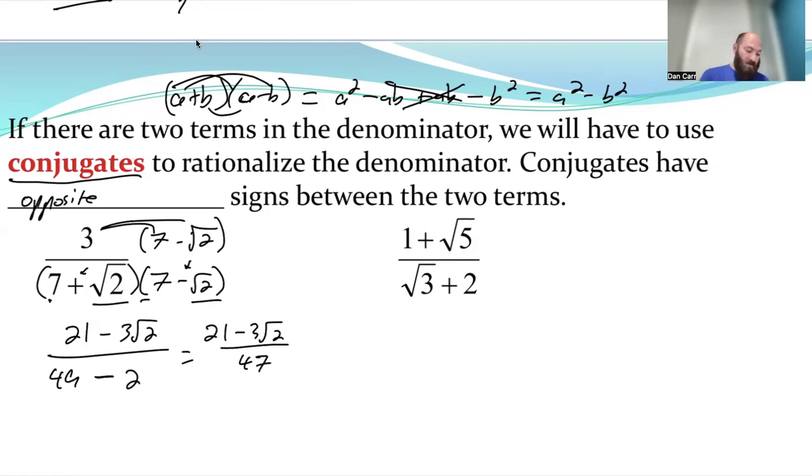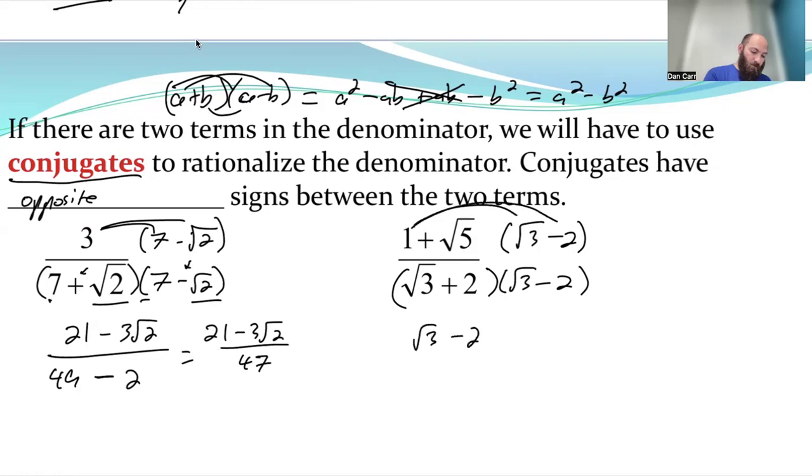All right, same thing here. Let's multiply this by the conjugate, root 3 minus root 2, or root 3 minus 2. So for here, I've got a little bit more complicated in my numerator. So I got 1 times root 3 is root 3. 1 times a negative 2. Root 5 times root 3 is a positive square root of 15. And then we got a minus 2 root 5 here.